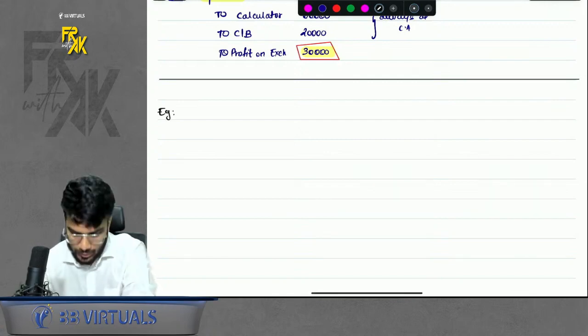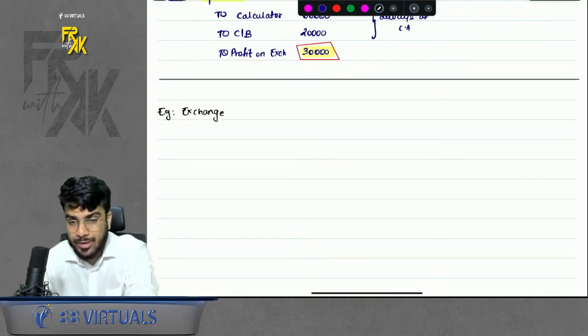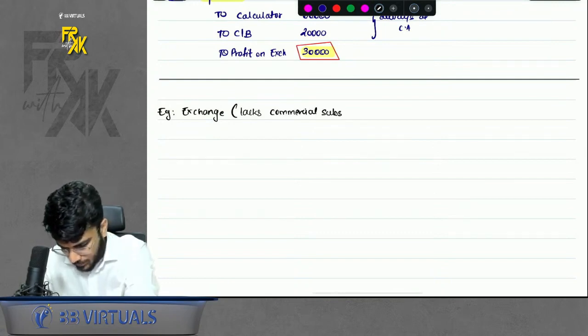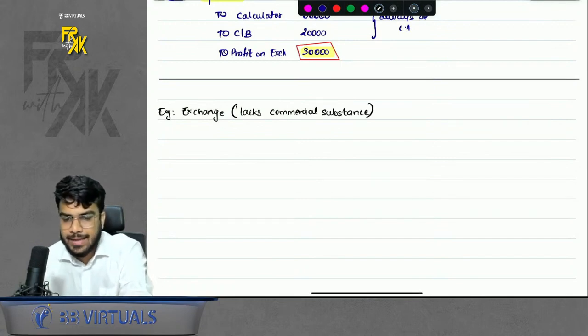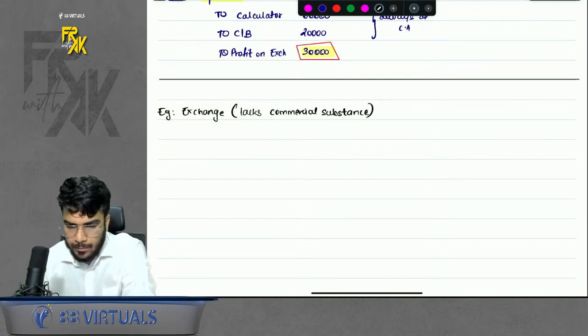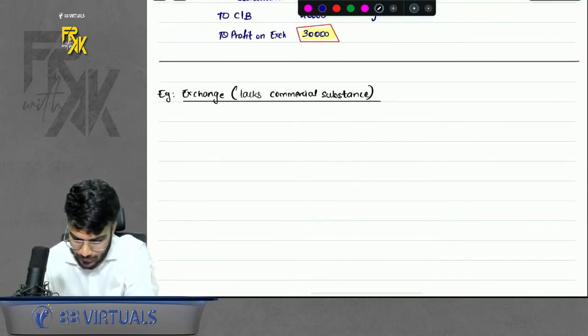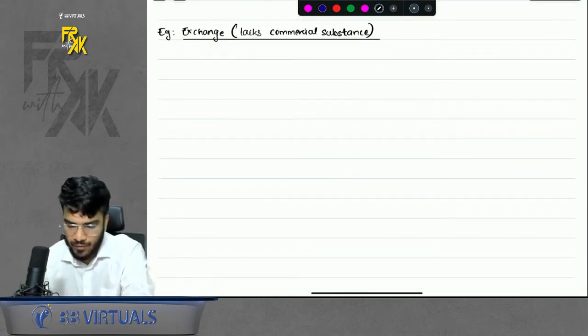Now under exchange only, I'm going to discuss one more concept. Sometimes the question mentions that the transaction lacks commercial substance. Now, what is the meaning of this point? Let's try to understand this point of lacking commercial substance with the help of an example.